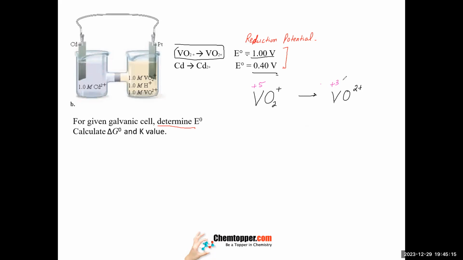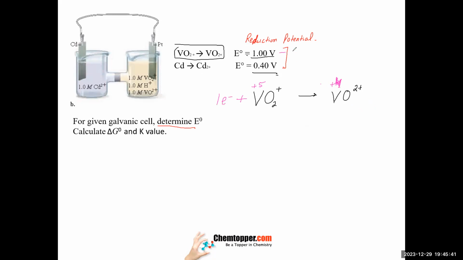Is it plus 3 or plus 4? This one: X plus minus 2 is plus 2. It is plus 4. Sorry, yes, plus 4, not plus 3. Okay, going from plus 5 to plus 4 is reduction. So how many electrons are gained? Plus 5 to plus 4. How many are gained? 1 electron.